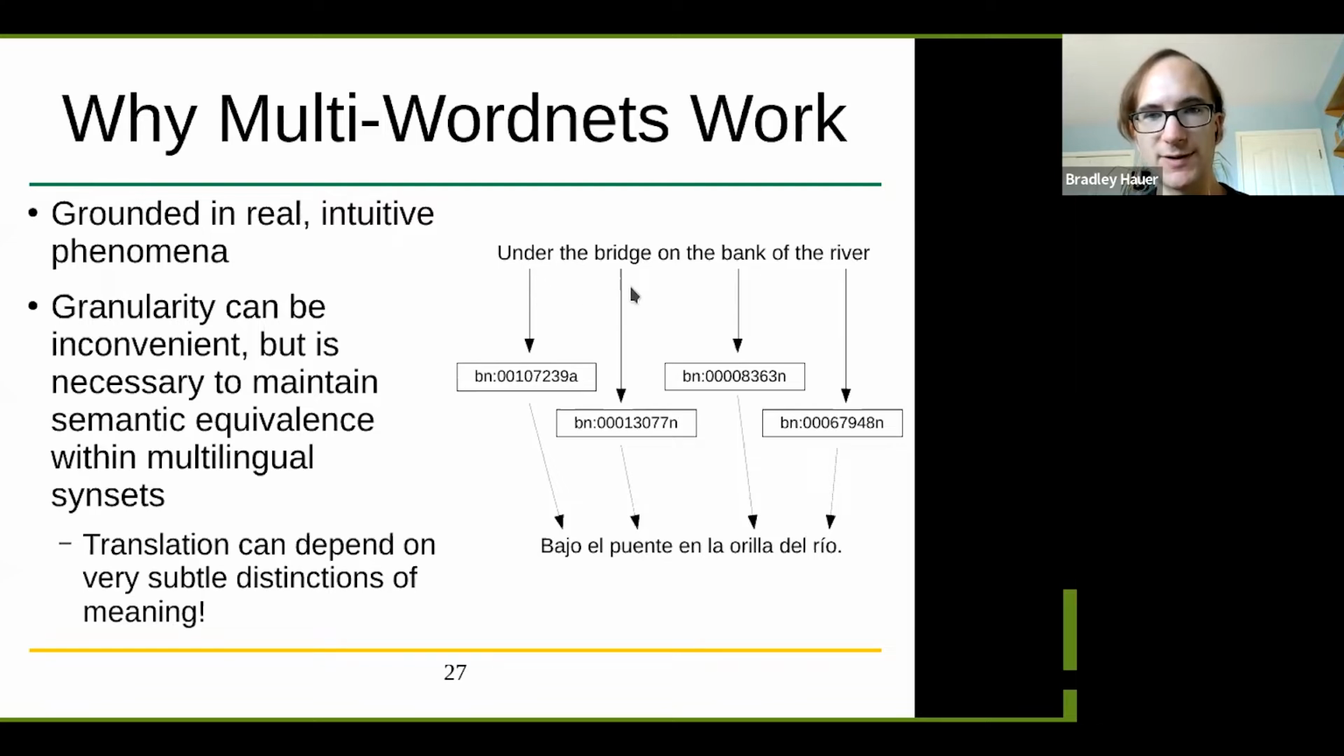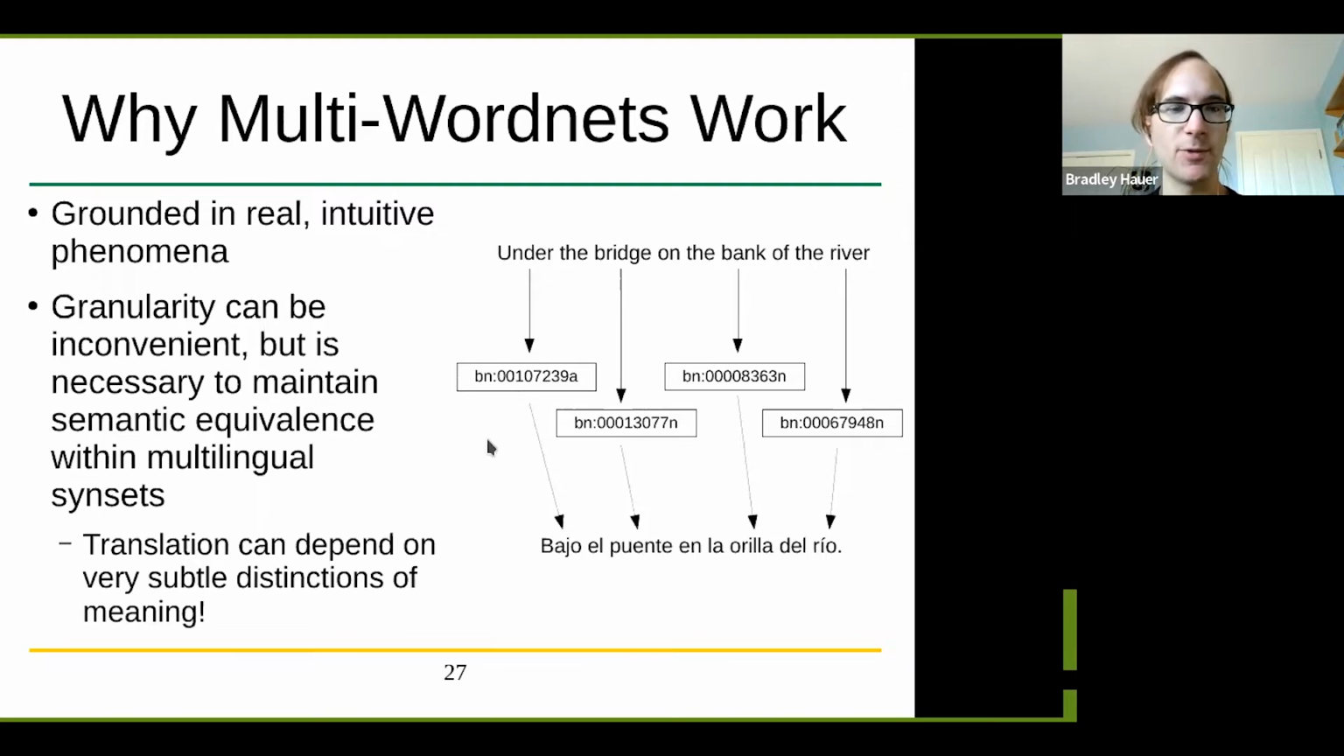You can see here in this example, under the bridge on the bank of the river, each of the content words in this sentence corresponds to some lexicalizable concept, so some BabelNet synset. And from that, we can choose a translation of that into another language, which we can see here. So these BabelNet synsets, these lexicalizable concepts, serve as a sort of interlingua, where every word is lexicalizing one of those concepts, and this is preserved across the translation process. This is a prerequisite for a literal translation.